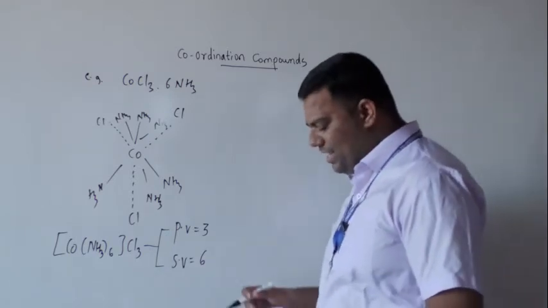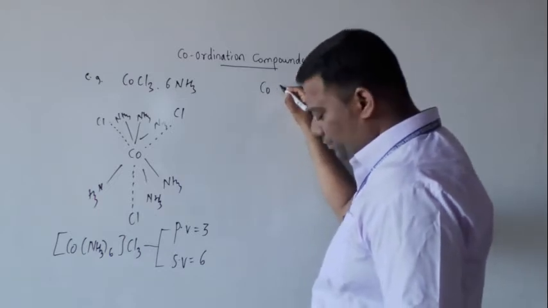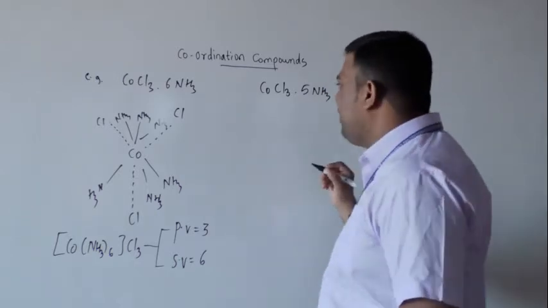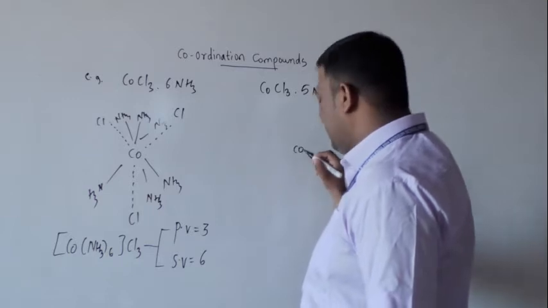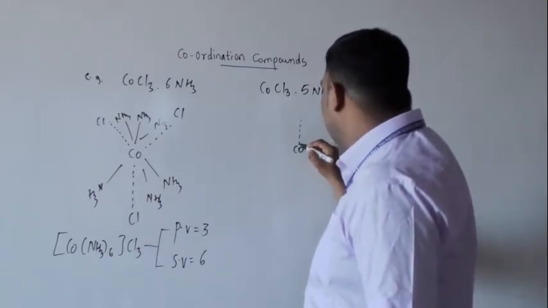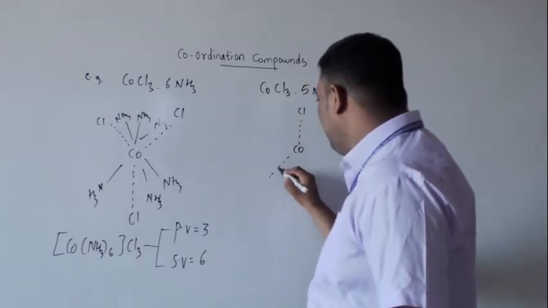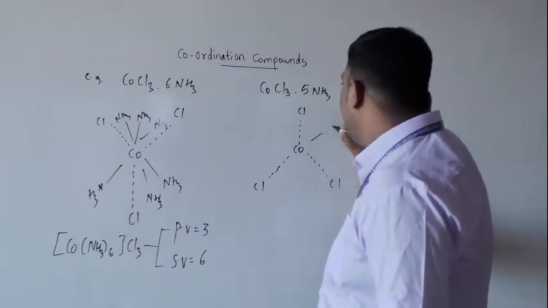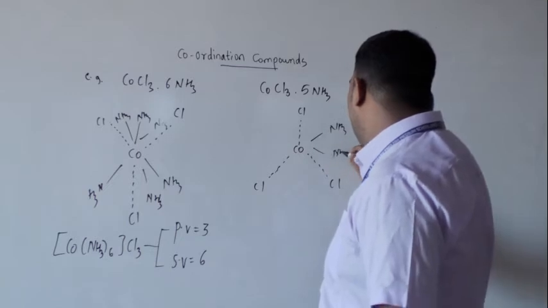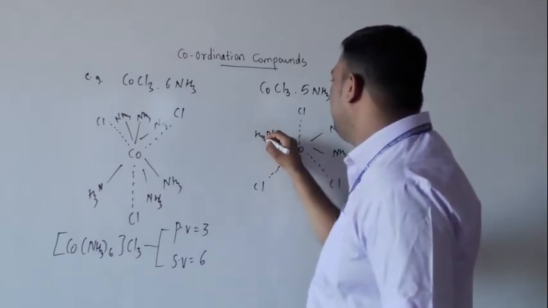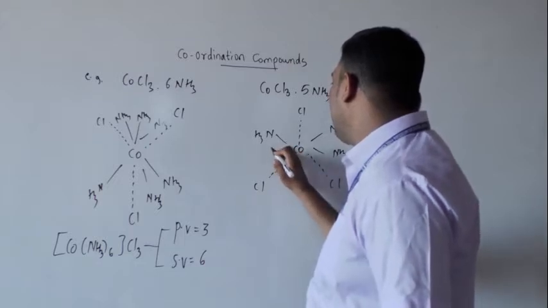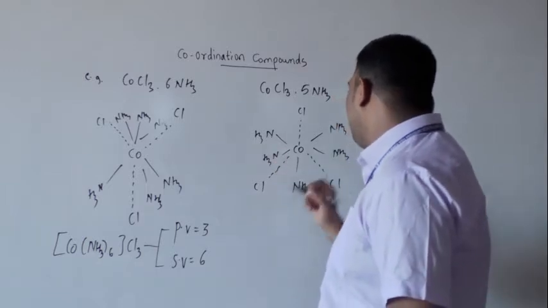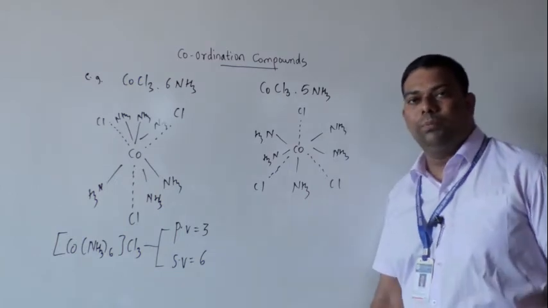Suppose we take another example, CoCl3.5NH3. Suppose I write it like this, so we can represent: Co, here Cl, here also Cl, here also Cl, and a total of 5 ammonia. Here also we can write ammonia, total 5 are there, NH3, and here also NH3.